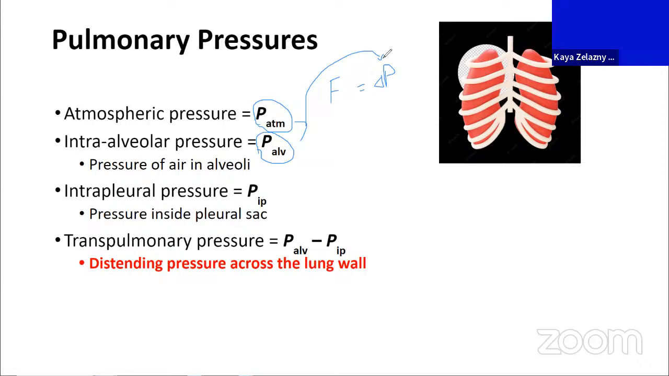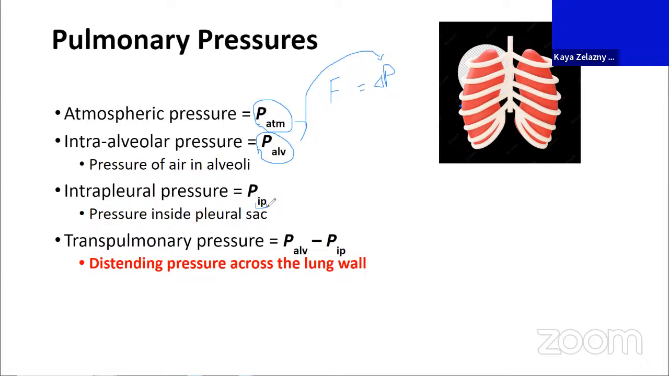We do have other pressures that from a physiological perspective are important, right? So in terms of making this work, but they're not what's driving the movement of air. So when we think about those other pressures, we're going to be thinking about the pressure inside that pleural sac. So we'll have an intrapleural pressure. So that's what the IP is.